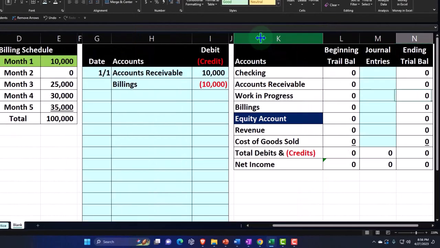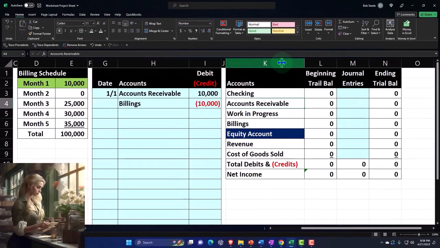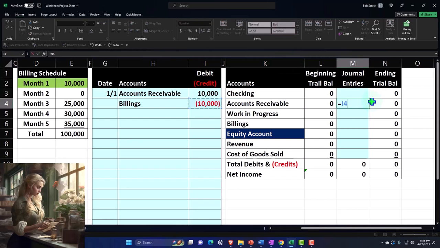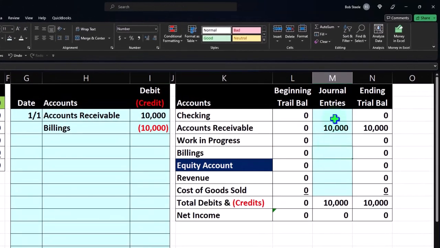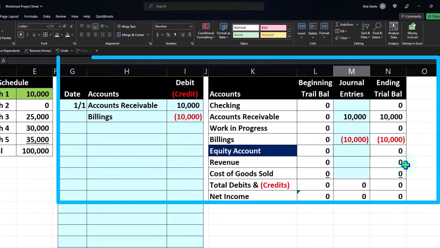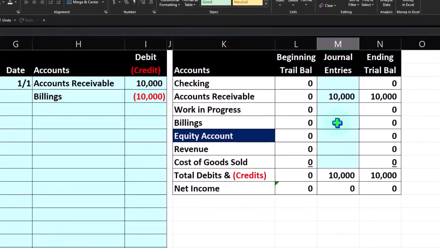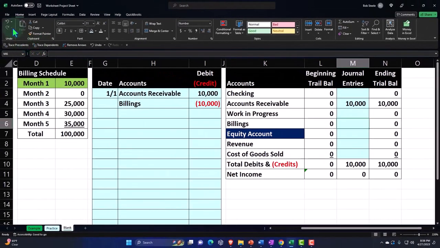If I record that to my trial balance, I can go into my accounts receivable in M4, say equals, and go over to my accounts receivable, 10,000. And then I can go to M6 and say equals and go over to my billings. So there's the first transaction we put in place, and it sums back up to zero. Right before we recorded the second one, it was out of balance. Now it sums back up to zero.